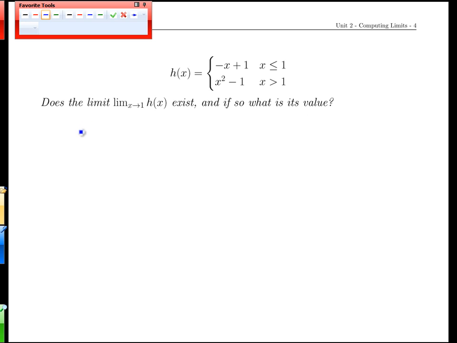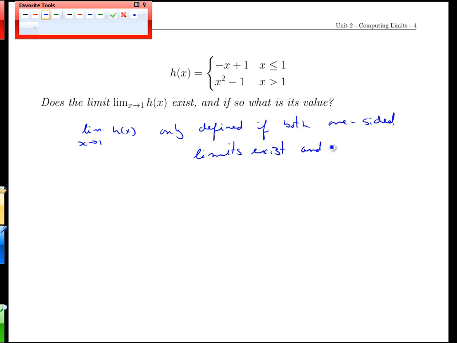Well, the limit as x approaches 1 of h of x is only defined if both one-sided limits exist. Notice we didn't worry about this before. Sorry, exist and are equal. We didn't worry about this before because our functions were always the same on both sides. We used the same formula on both sides.